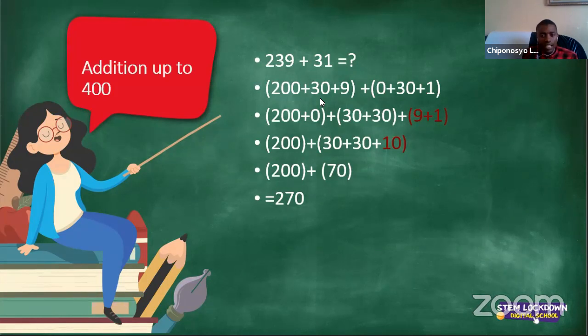So first things first, again, let me recap. We first split the numbers according to hundreds, tens, and units. Then we add them together by hundreds, tens, and units, and then we get our final answer. I hope everyone has written this down.